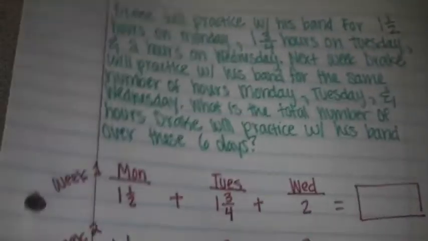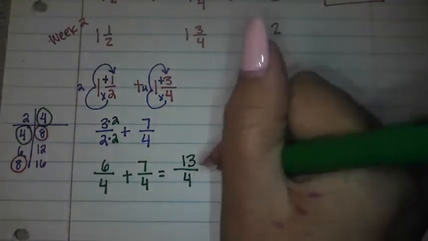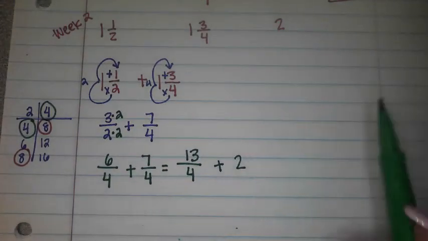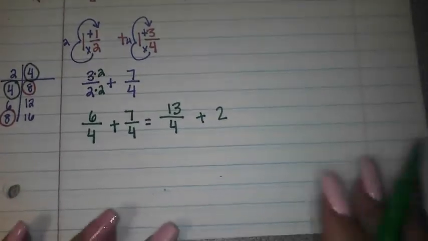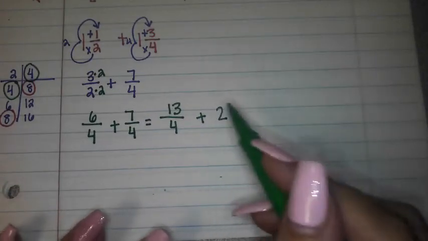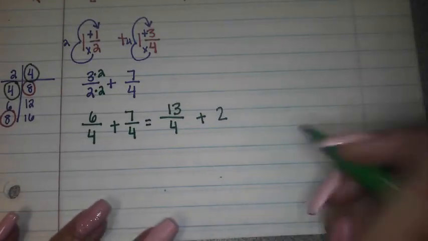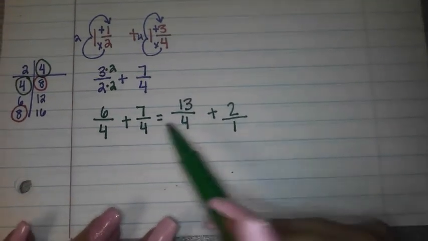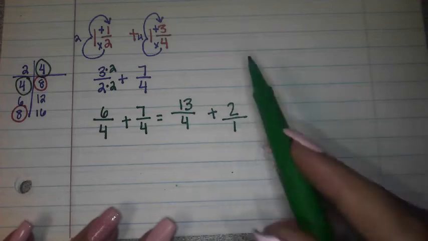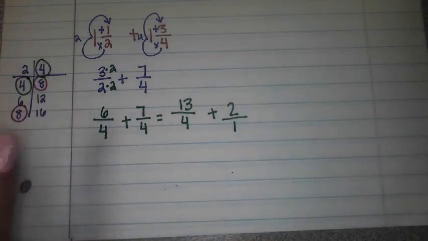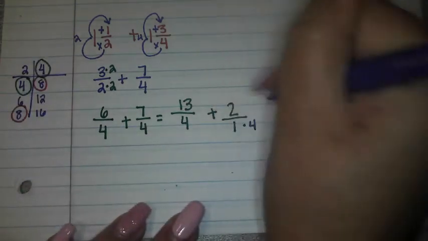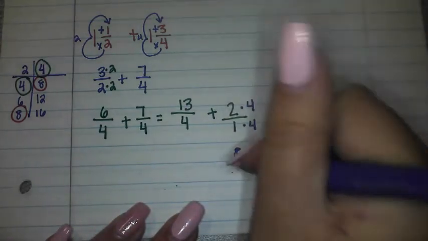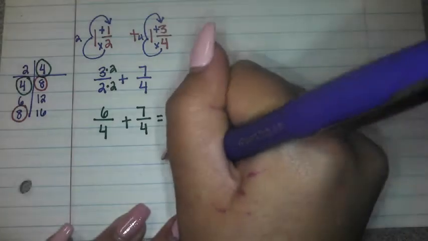So now I need to add the 2. This is a whole number right now, so I'm going to make it into an improper fraction as well. When you have a whole number, you can easily make it improper by putting it over 1. Now when I look at this, my denominators are not the same, but I can make them the same by multiplying 1 times 4 and 2 times 4. So 2 times 4 gets me 8, 1 times 4 gets me 4, and we're going to bring everything down.